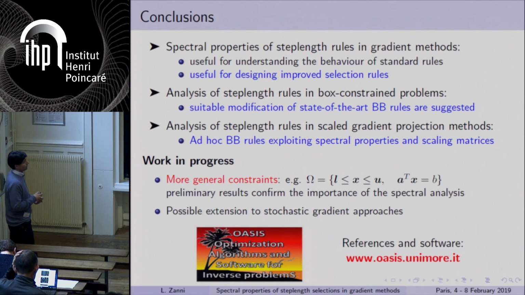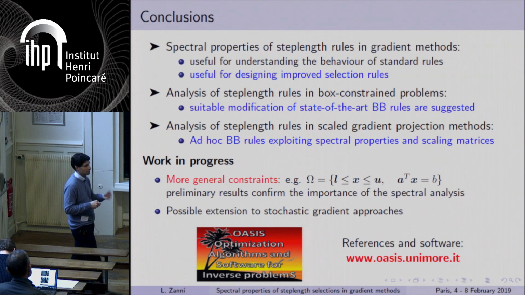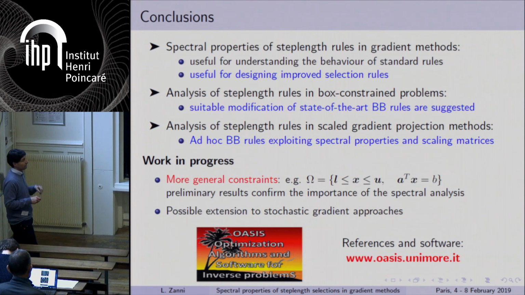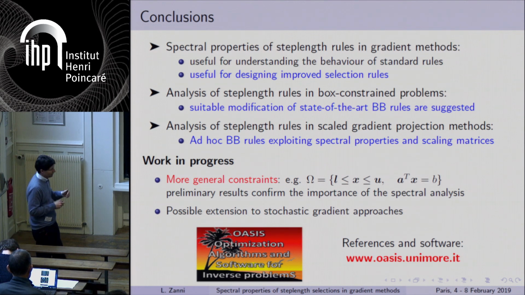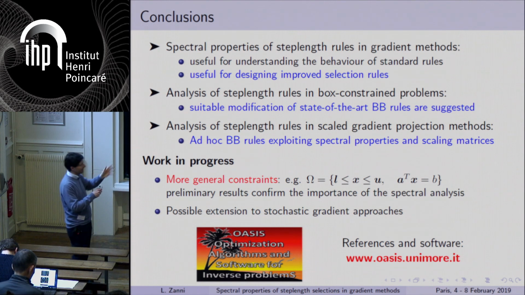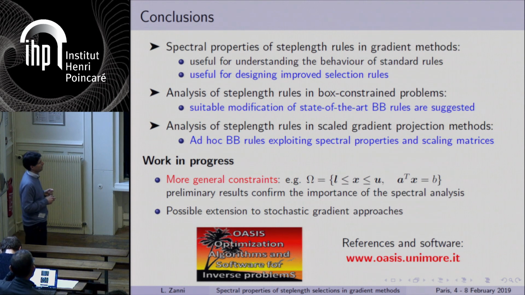Work in progress concerns the generalization of this idea to other interesting feasible regions. For example, this one is a feasible region given by box constraints and a single linear equality constraint. That is a feasible region that appears frequently in applications. Preliminary results suggest that also in this case, even if the analysis is complicated by this term, it is important to exploit spectral properties of the step length.